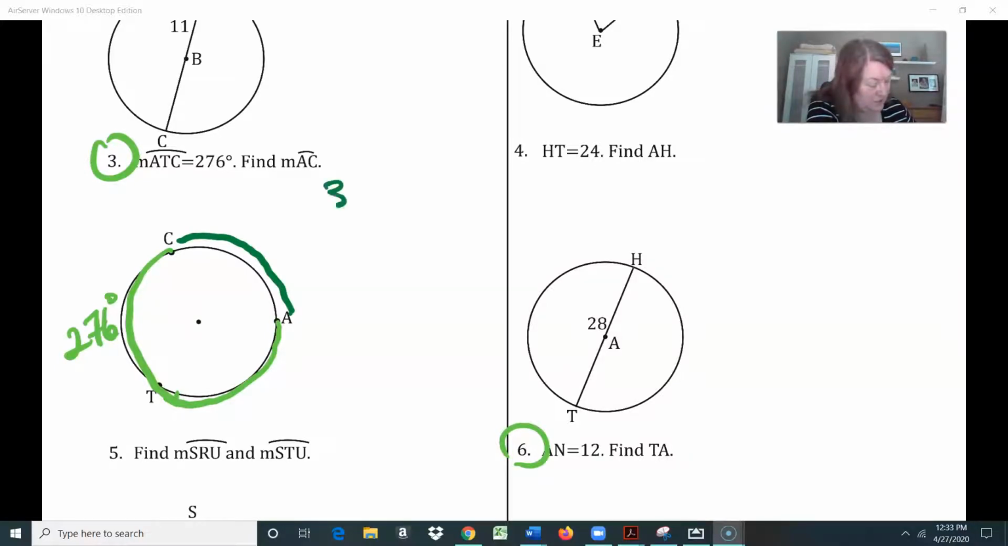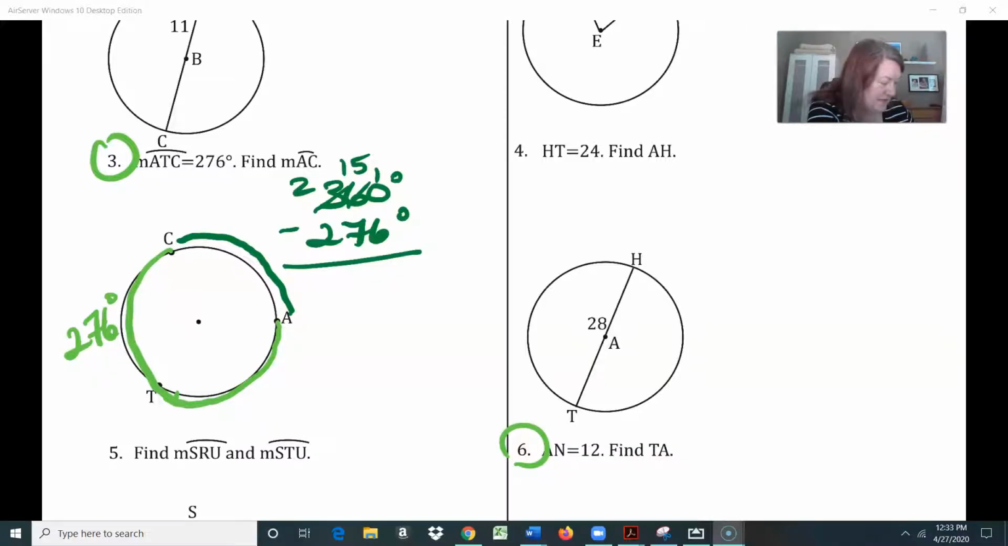So I'm just going to do 360 for a total circle, subtract out 276. I'm going to have to borrow. So I'm going to get 10 minus 6 is 4, 15 minus 7 is 8. You're welcome to use a calculator. I'm going to get an 84. Okay, so that problem is done.